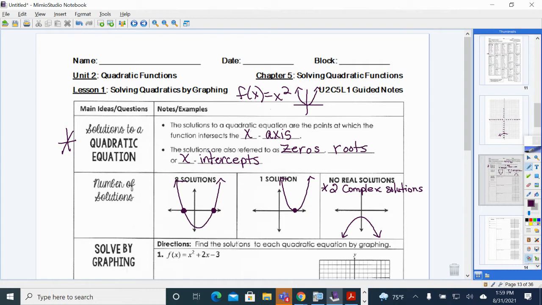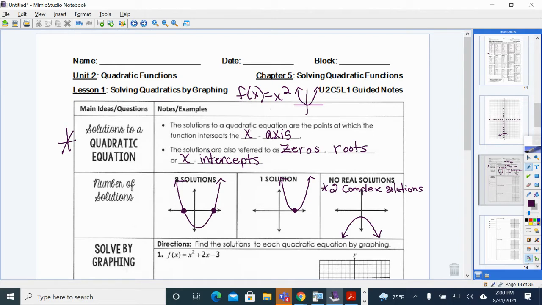The solutions are not just referred to as solutions or answers. They're also referred to as the zeros, the roots, or the x-intercepts. You might hear me call them any one of those names: solutions, answers, zeros, roots, x-intercepts. As you're reading directions on EOC or ACT or anything like that, you may see any of those words, and they all mean the exact same thing. Where does this function hit the x-axis?